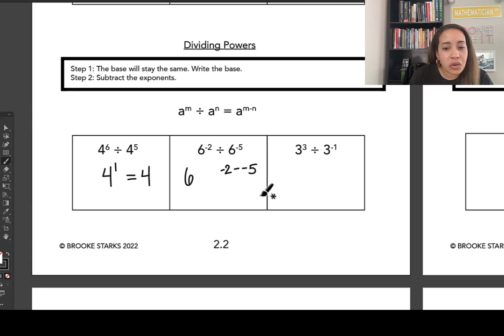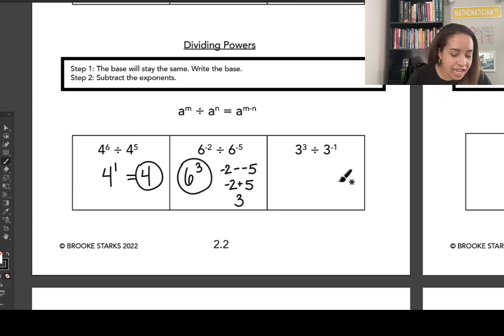So you can think through your rules from Math Foundations, and we can say keep, change, change. We keep the negative 2, change from a minus to a plus, and change from a negative 5 to a positive 5. Since they have different signs, we subtract the numbers. 5 minus 2 gives us 3. And it will be a positive 3 because our higher absolute value was positive. So this is really a final answer of 6 to the 3rd power. That's our answer.